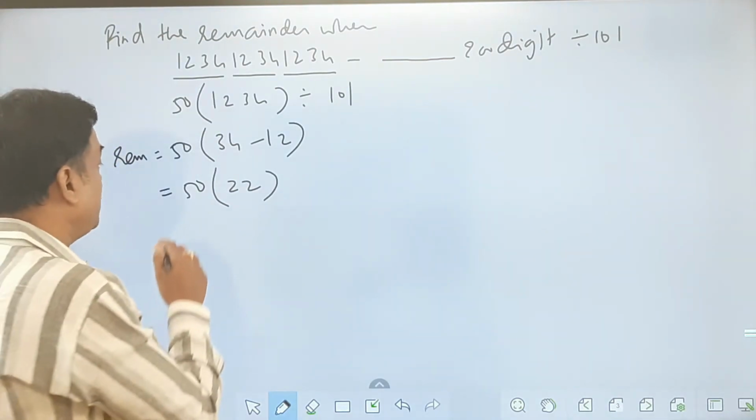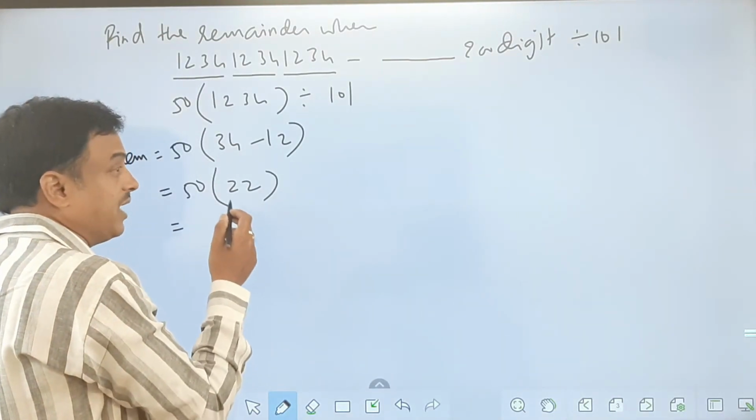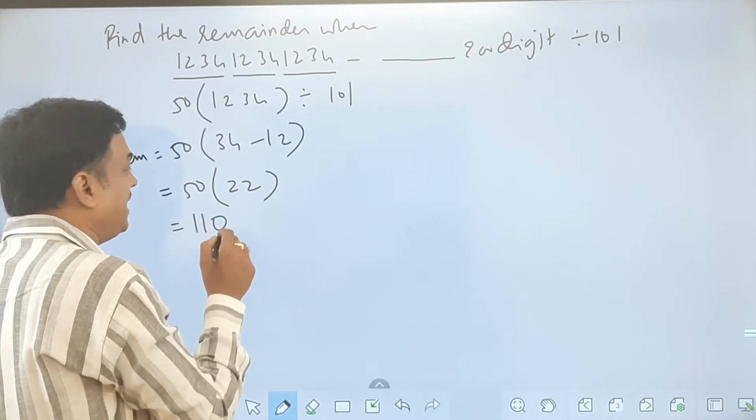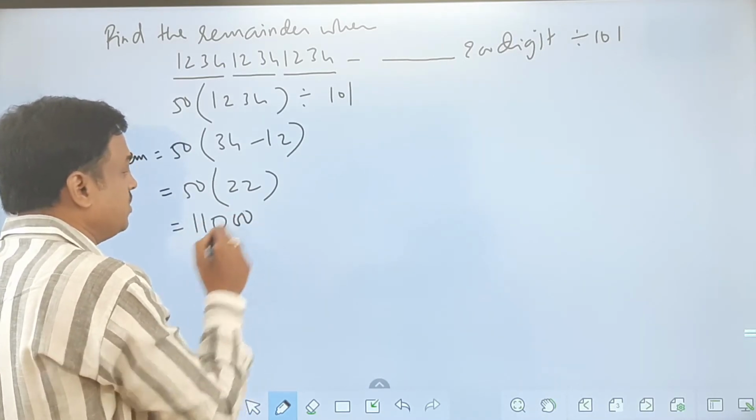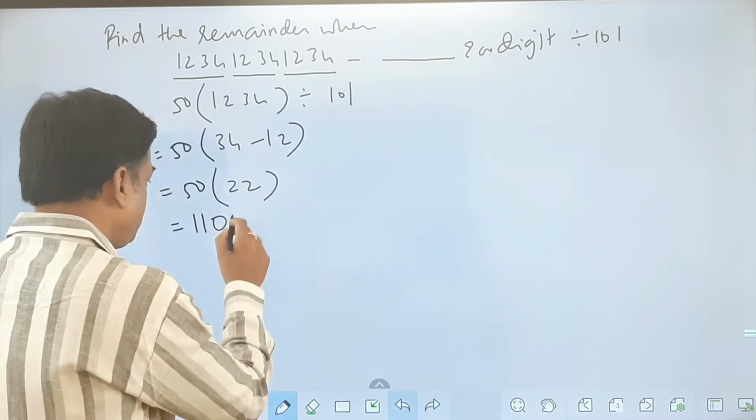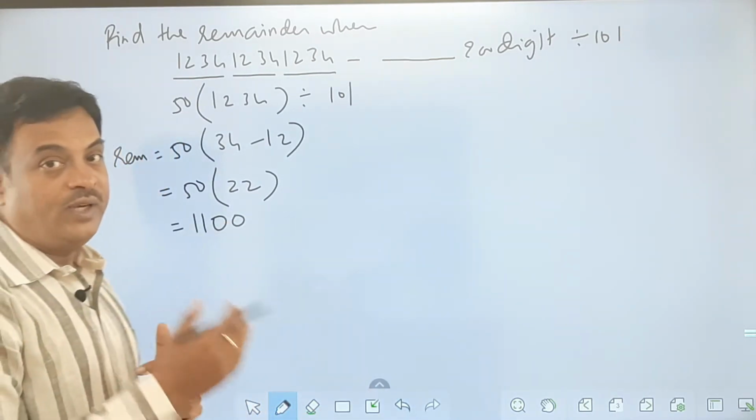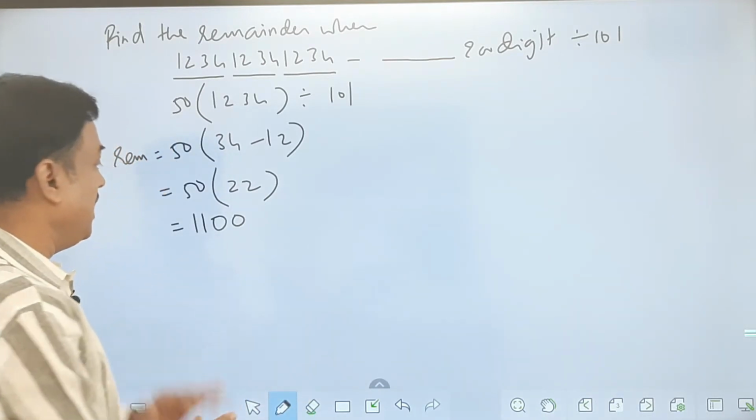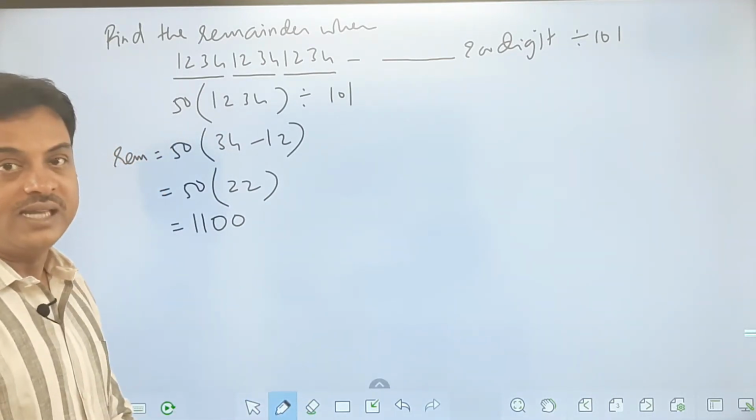And if you multiply with 22, how many times you get here? So this will be 110 followed by 2 zeros. Is that clear, all of you? I guess it's 1100. Fair enough? So 5 into 22 is 110, and 110 followed by 0 is 1100. It's 1100 is the answer for this.